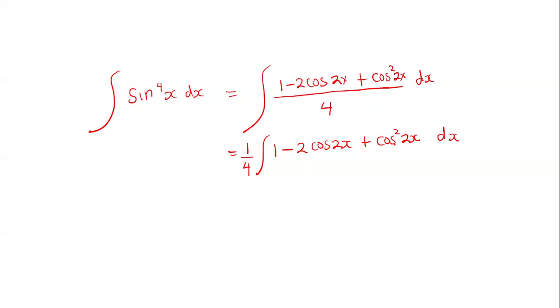Now, when you reach here, you are going to open your bracket very well. So I can say this is a quarter. Now, integrate 1 by 1. So this is 1 with respect to x minus this one. I can put the 2 out and say this is cos of 2x dx. Then this one is the integral of cos squared 2x dx.